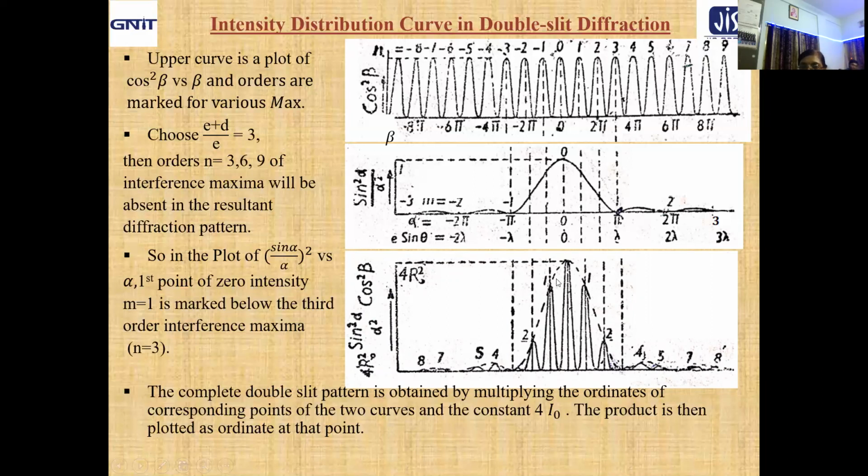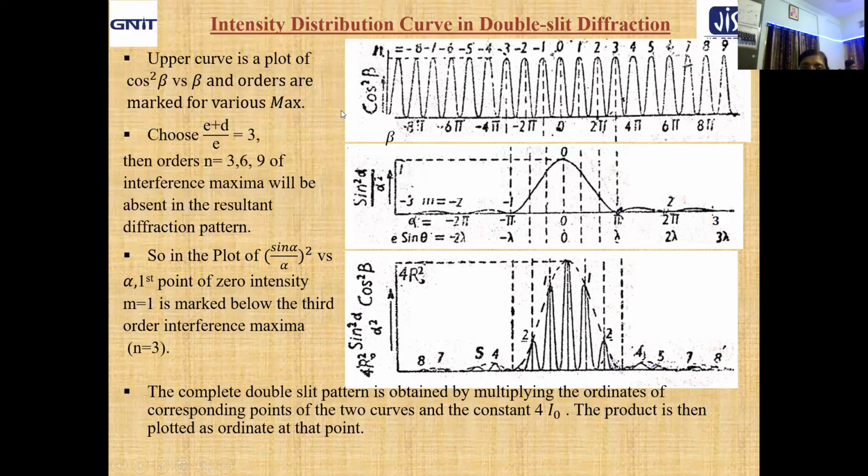Just take a look. This is the central one. Then how many will be there? Interference maxima, n equal to 0, n equal to plus minus 1, n equal to plus minus 2. That is 5 will be included inside this. What about the first minima? First minima will coincide with third order interference maxima. So here accordingly you are getting it. Similarly, what about the second minima? That is with the sixth order interference maxima, you are getting it. And for third one, it is the ninth order.